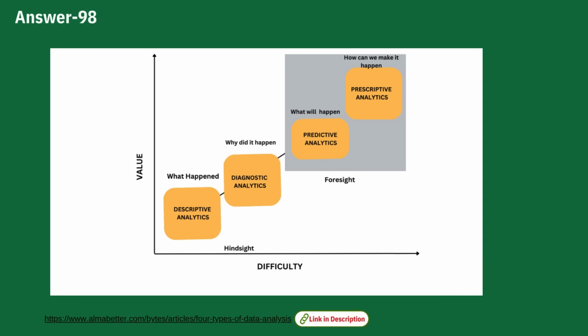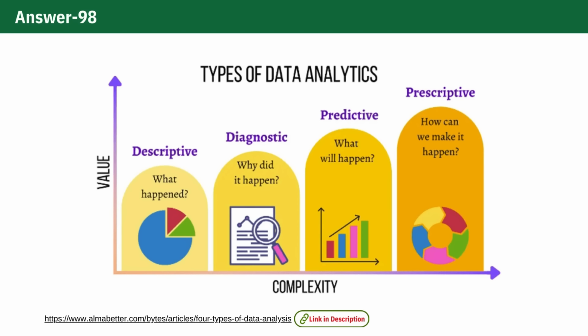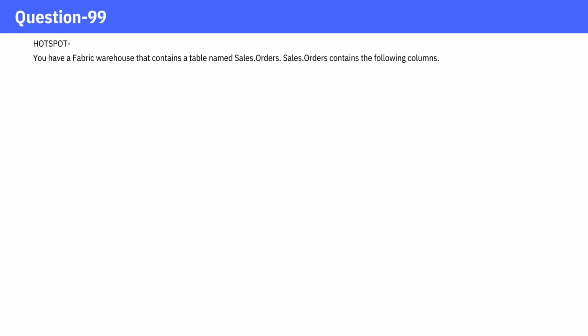The easy way to remember the differences is: descriptive, what happened? Summarizing past data. Diagnostic, why did it happen? Finding causes or reasons. Predictive, what will happen? Forecasting future outcomes. Prescriptive, what should we do? Recommending actions. By associating each type of analytics with a key question, you can more easily remember their purposes and when to apply them.